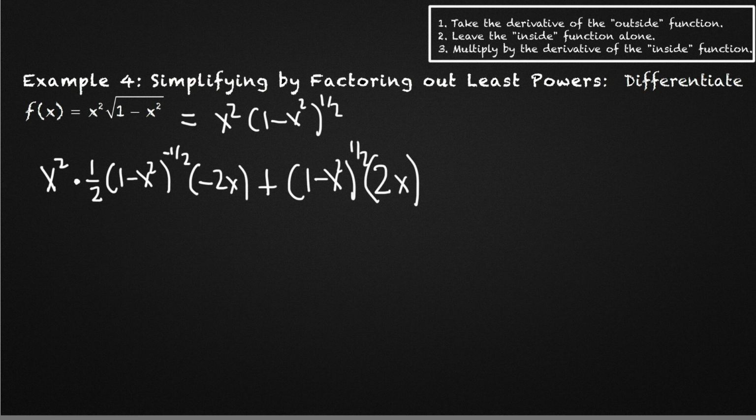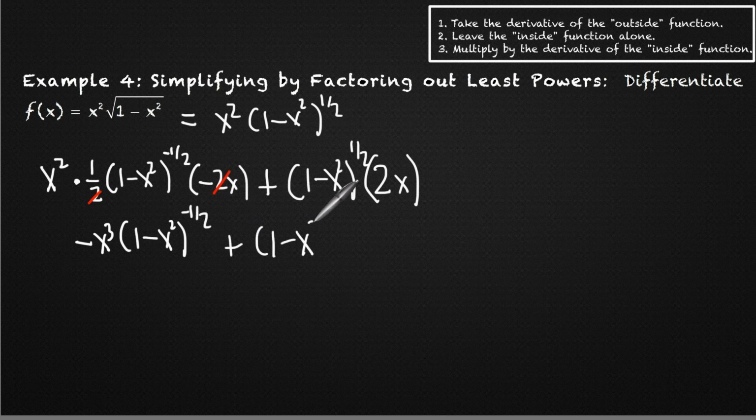Before we start simplifying, we have a 2 here and a 2 there, and that's going to cancel out. And so that's going to leave us with negative x times x squared. That's going to be a negative x cubed, times (1 minus x squared) to the negative 1/2, plus (1 minus x squared) to the 1/2, and this is still times 2x.